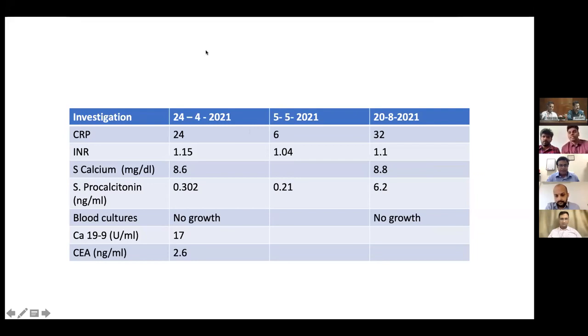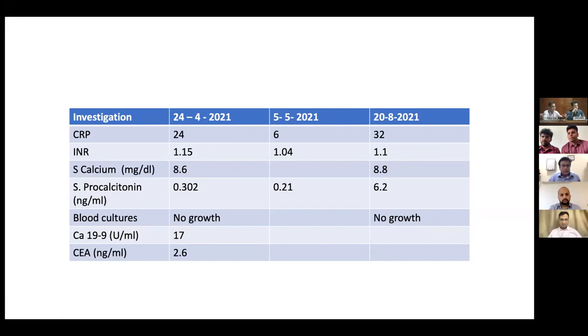Coming to the next investigation, I would like serum calcium. Here, on both admissions, serum calcium level was normal. And next, inflammatory markers, with the CRP, which is high in the current admission and also in the old admission, which came down before the discharge. One most important thing is the procalcitonin, which was normal during the first admission. And here the procalcitonin level is 6.2, which is significant.